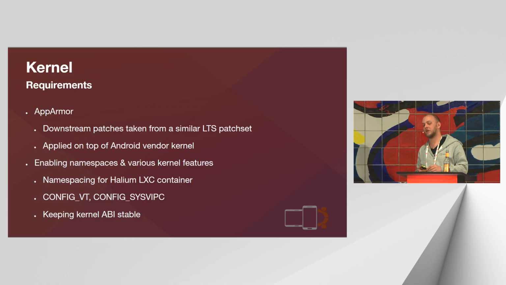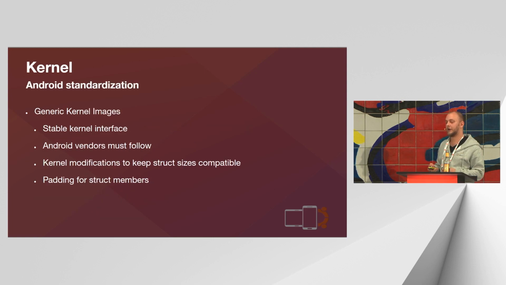And there's also something with keeping the kernel ABI stable. For that, I have a different set of slides here. Google introduced something called generic kernel images, which they're actively working on. That means having 1 kernel for a range of devices, 1 kernel build running everywhere. That's their goal. And that means that Android vendors who want to ship Android must follow.